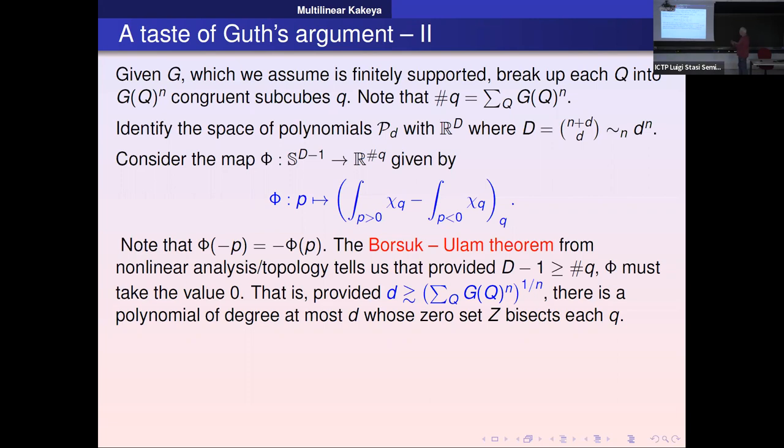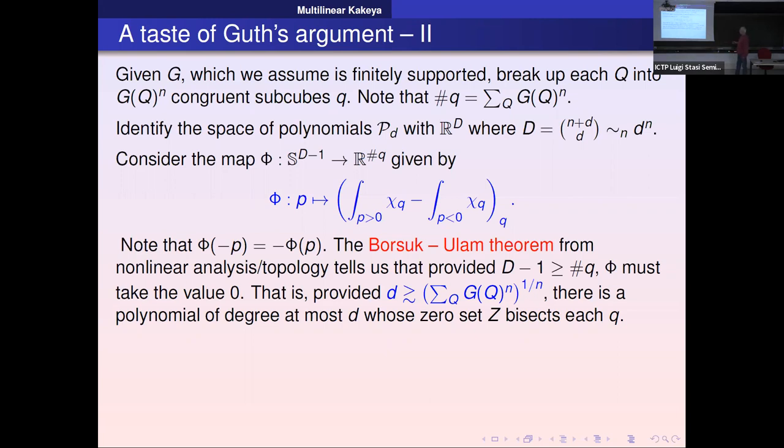If we have a continuous map from a sphere into a Euclidean space, which is odd, or antipodal, or whatever the right word is, equivariant, then it must take the value zero somewhere, provided the dimension of the sphere is at least as big as the dimension of the target space. So the Borsuk-Ulam theorem tells us that.